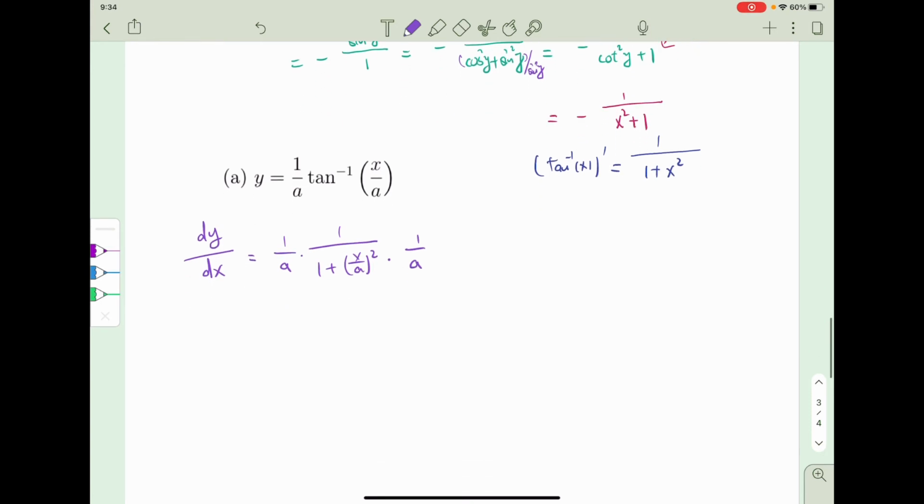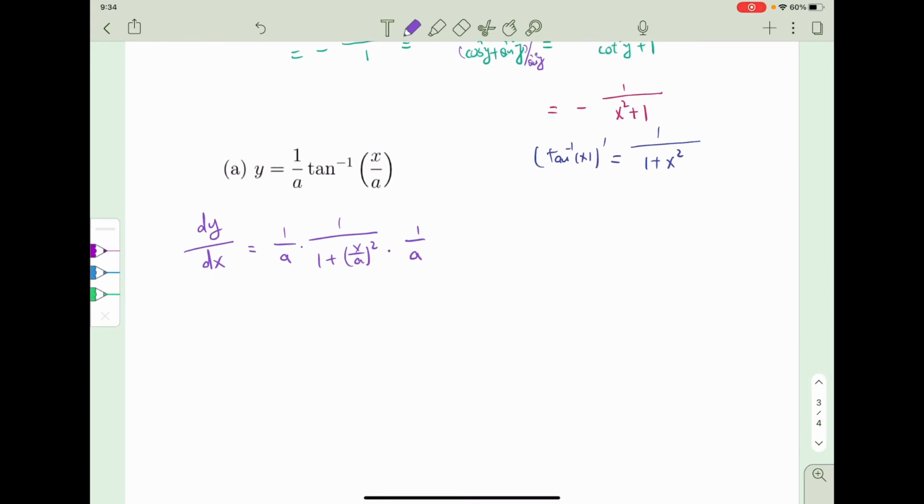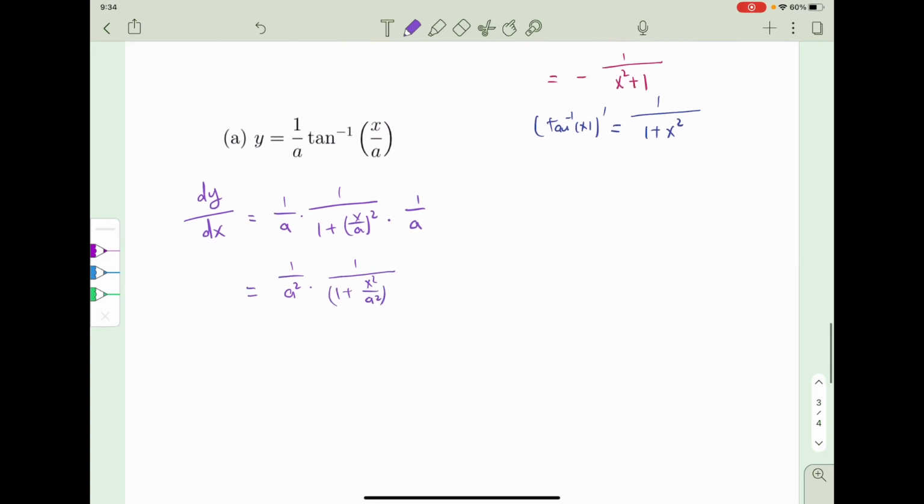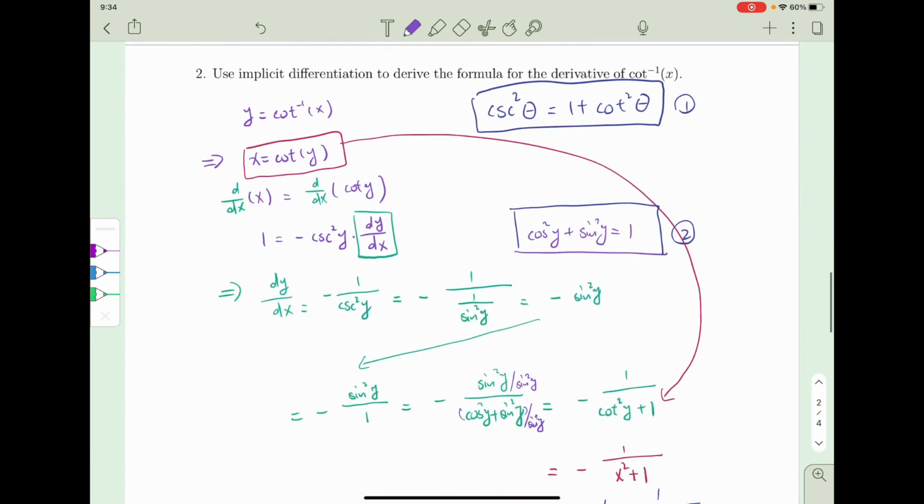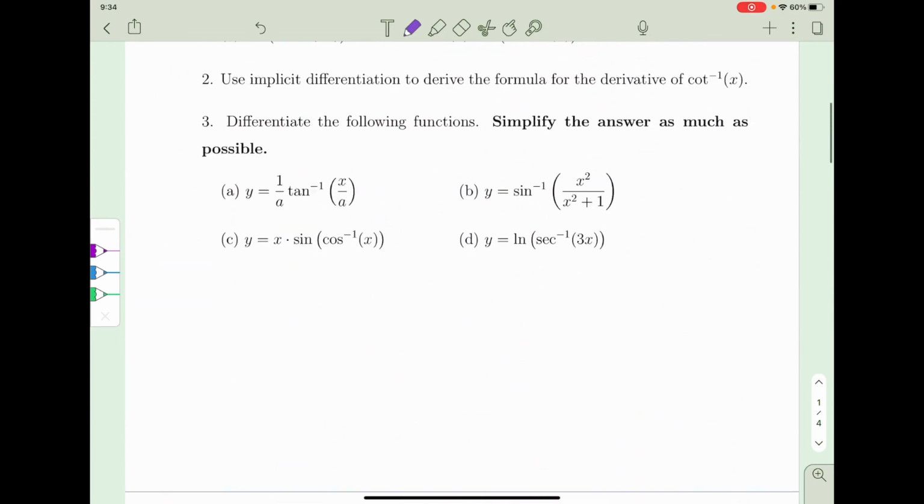Okay, now simplify this. We have 1 over a squared times 1 plus x squared over a squared, right? And this a squared multiplied through the bracket, so we have 1 over a squared plus x squared. Okay, so that is the answer for the first one. Now let's take a look at the second one.